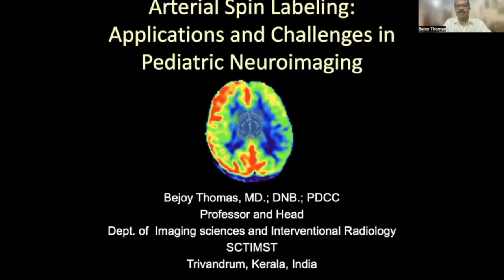Today we are going to discuss arterial spin labeling, applications and challenges in pediatric neuroimaging. My name is Bejoy Thomas and I'm one of the neuroradiologists at the Sree Chitra Tirunal Institute for Medical Sciences and Technology in Thiruvananthapuram, Kerala, India. And I'm thankful to the Spin Academy for this invitation.